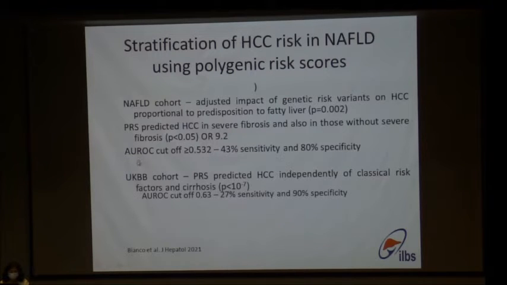The area under the receiver operating curve cutoff was calculated, and it showed 43% sensitivity and 80% specificity. So this was in the NAFLD cohort. And in the UK Biobank cohort, the polygenic risk score predicted HCC independently of classical risk factors and cirrhosis. The AUROC cutoff showed 27% sensitivity and 90% specificity. So in patients with or without cirrhosis, this score can predict the risk of HCC.